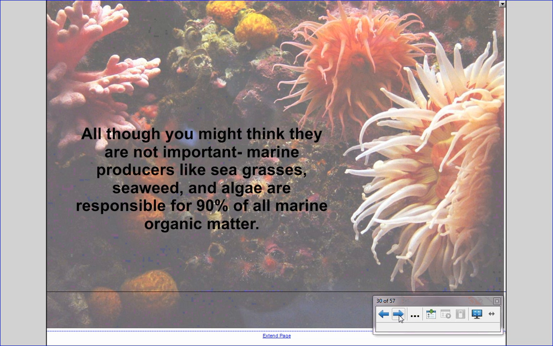Though you might not think they're important, marine producers like seagrasses, seaweed, and algae are responsible for 90% of all marine organic matter.